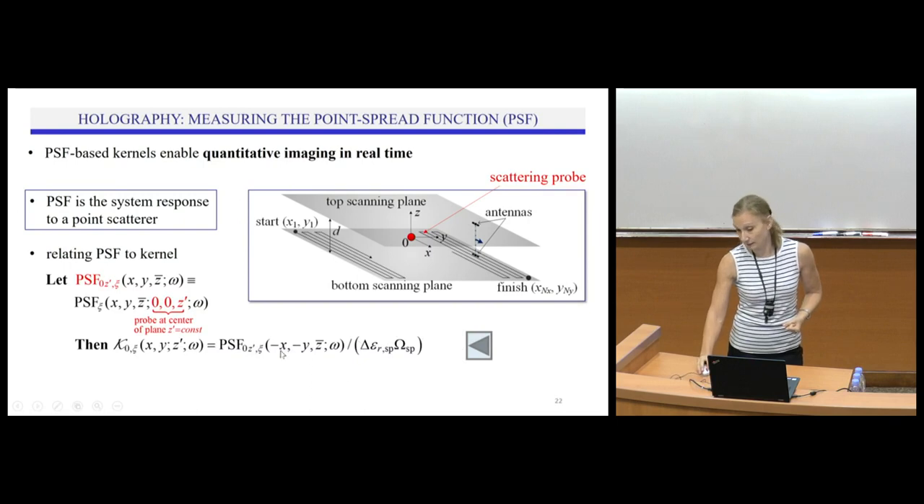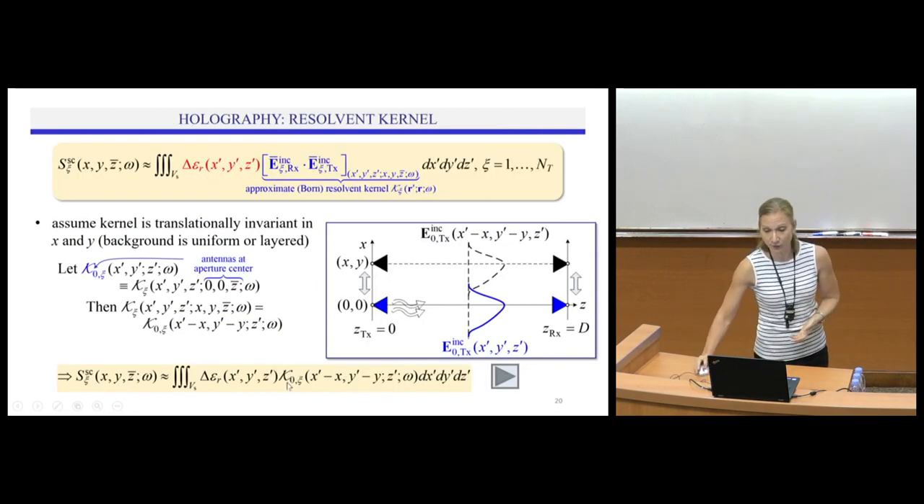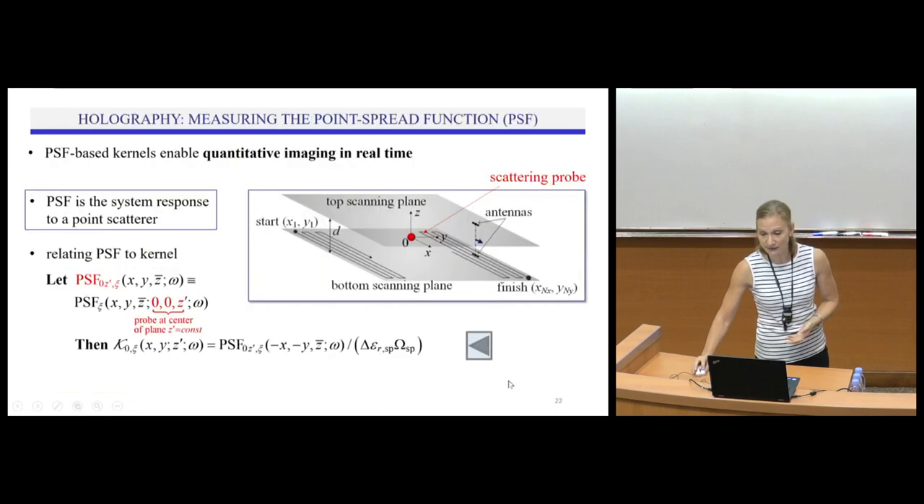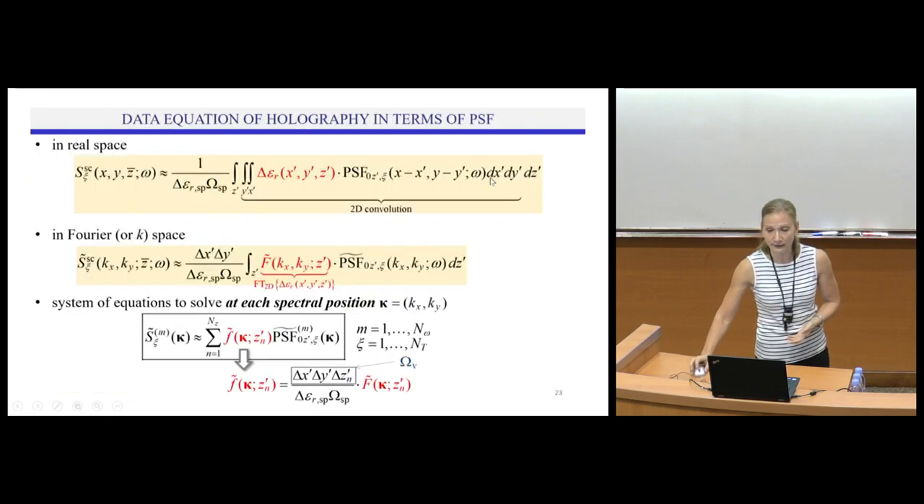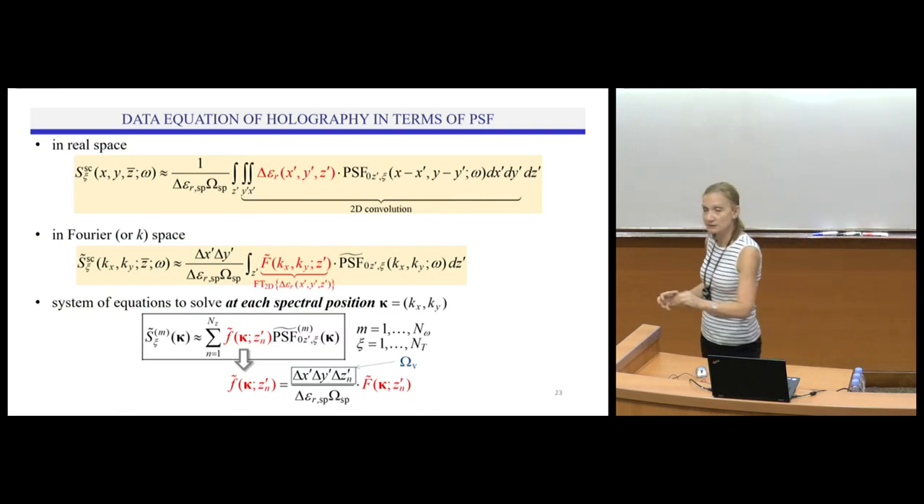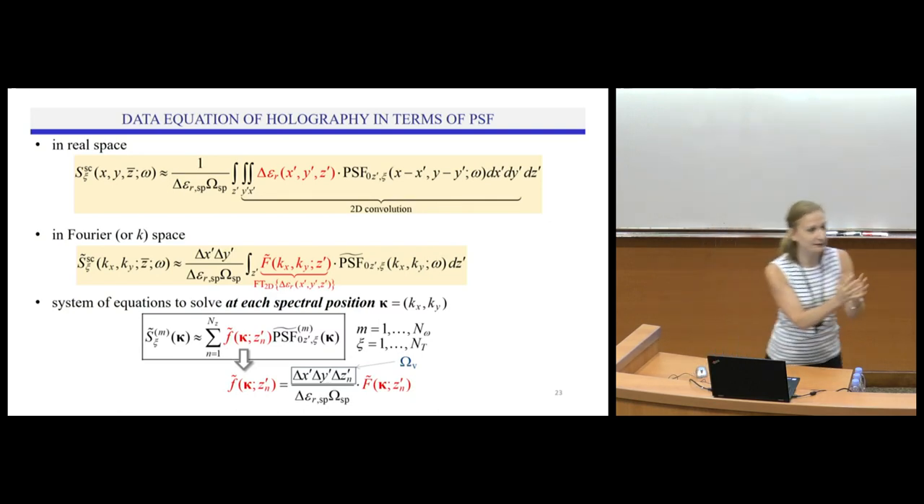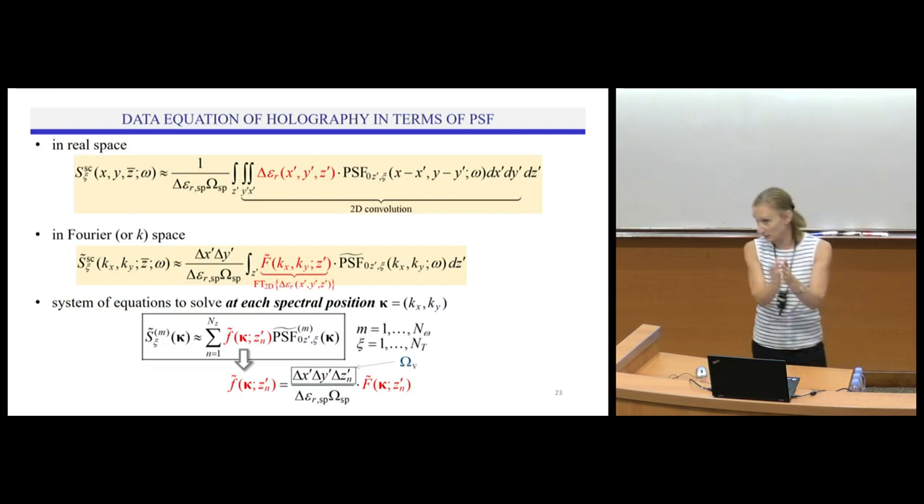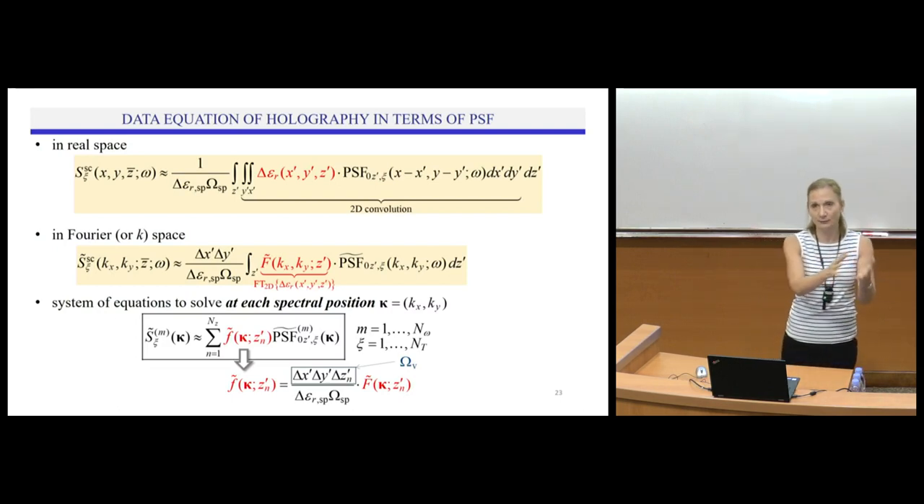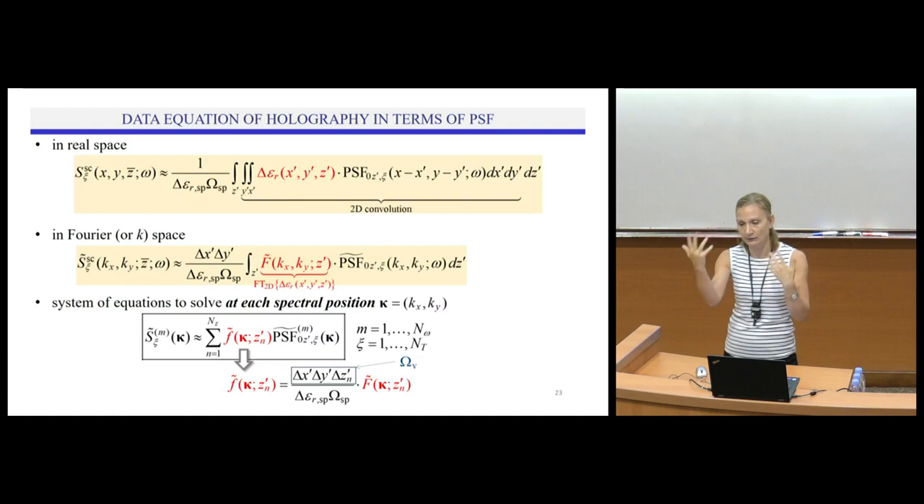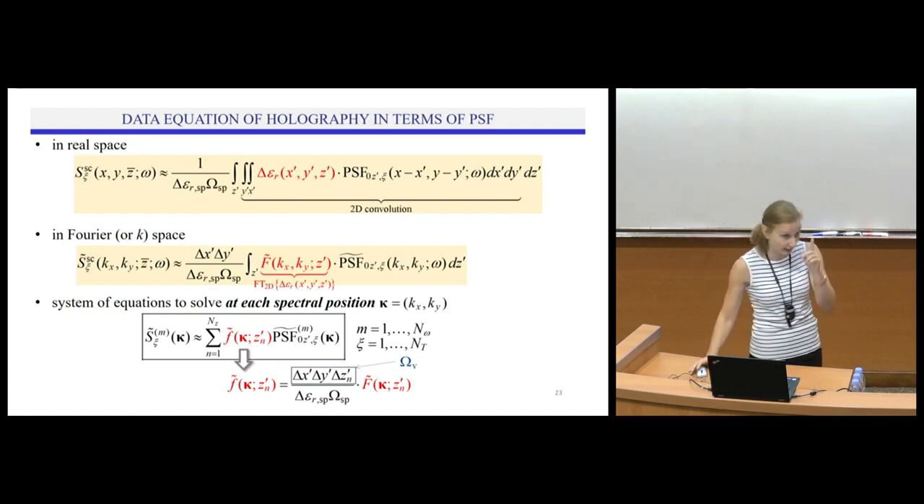So in the lateral direction, when you substitute this in your forward model, the kernel with the PSF, now you're looking at a convolution. And that is why it is important to ensure that your background medium in holography is uniform, especially when you're measuring, for example, layered structures or tissue structures. That is because you have this assumption which allows you to exploit 2D convolution.